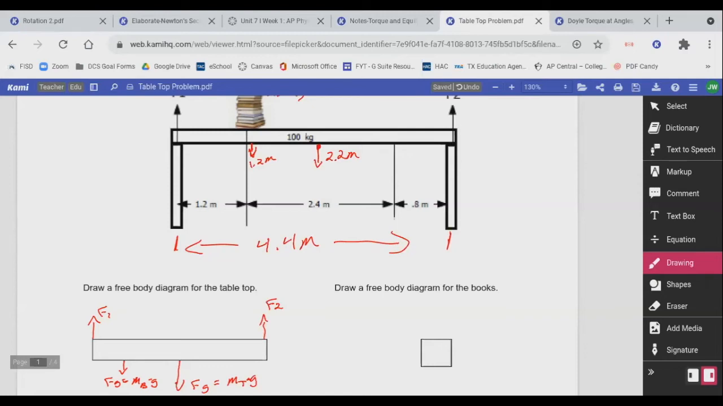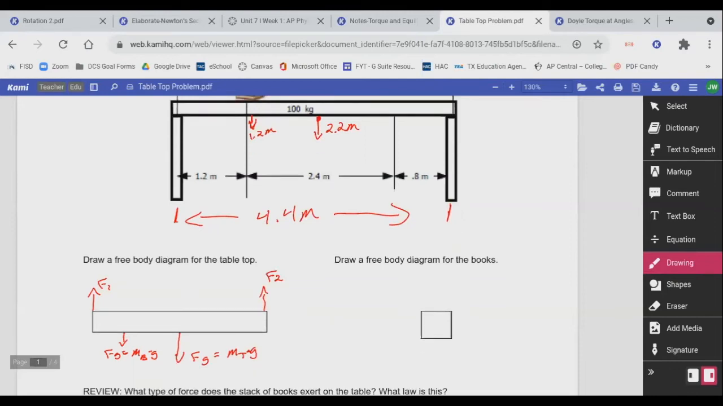Draw a free body diagram just for the books. Okay, well, that's easy. The books, they're not accelerating, so we know we have balanced forces. We have force of gravity down, force of normal up. It's on a tabletop. Let's scroll that just a little bit so I can draw. I have force normal, and I have force of gravity. Okay, so far so good.